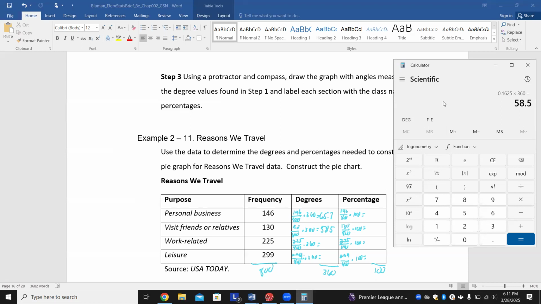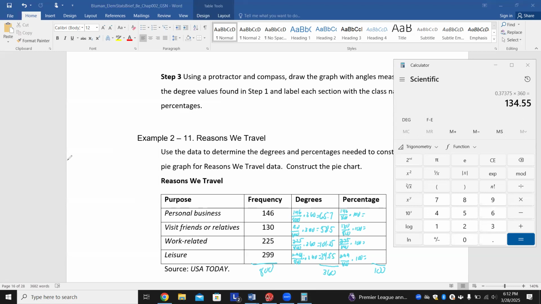My work related, so that'd be 225 divided by 800 times 360, should be about 101.25 degrees. And then our last one, our leisure, so that's 299 divided by 800 times 360, and I get 134.55. And then you would just check to verify that that does give you 300.